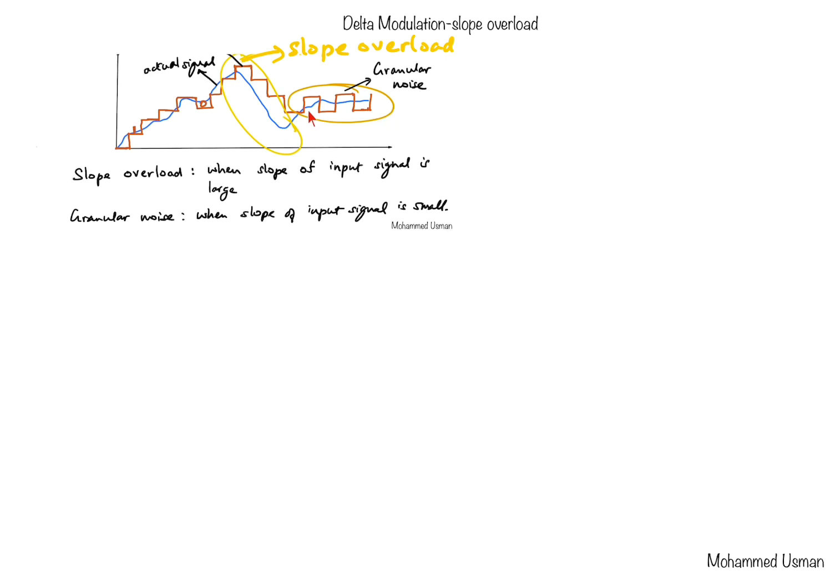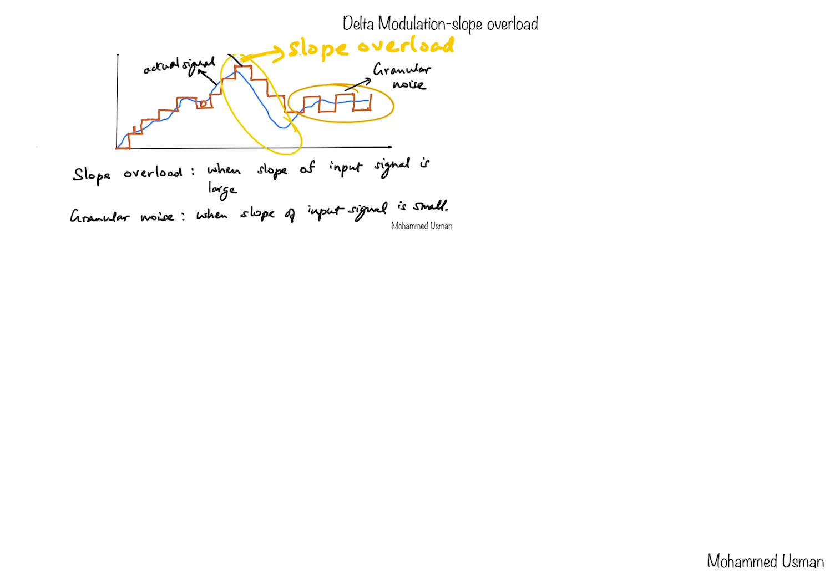The second type of distortion that happens in delta modulation is called granular noise, which occurs when the signal slope is almost zero, when the slope is very small. That means the signal is more or less constant, and in such a scenario, the output of the delta modulator keeps oscillating between two quantization levels. This is called granular noise. The focus of today's lecture is going to be slope overload noise, and what we can do in delta modulation to avoid it.